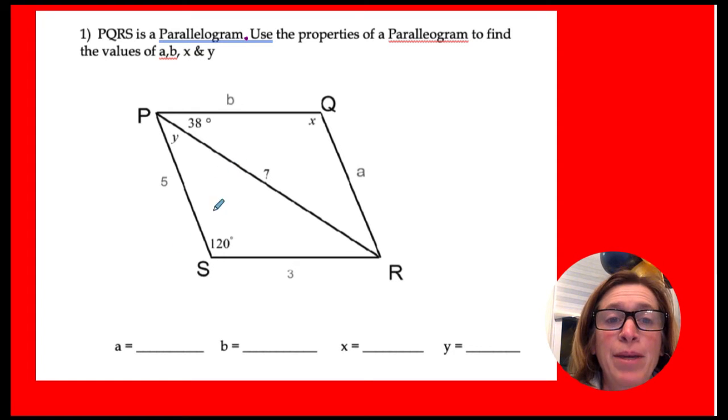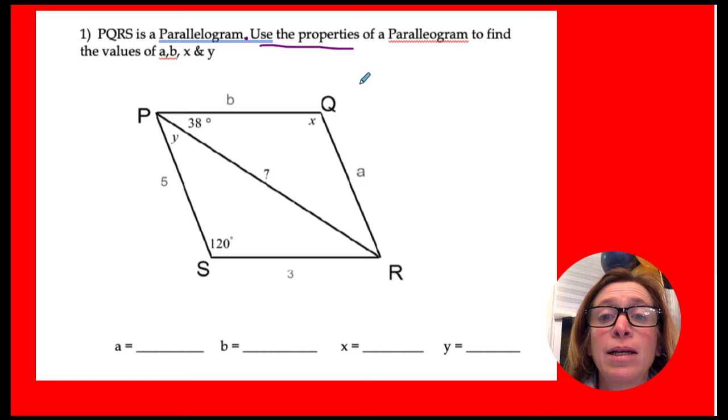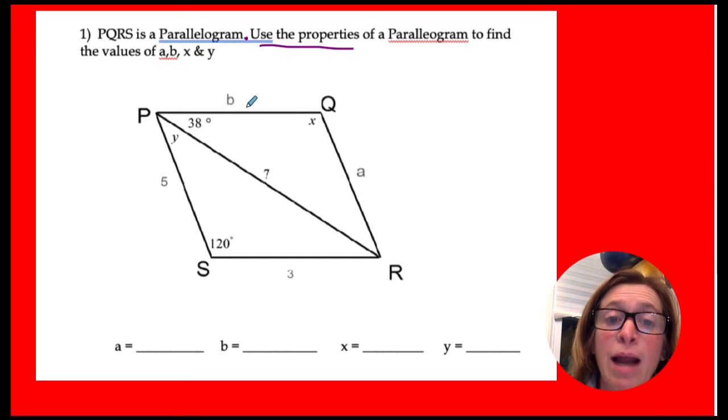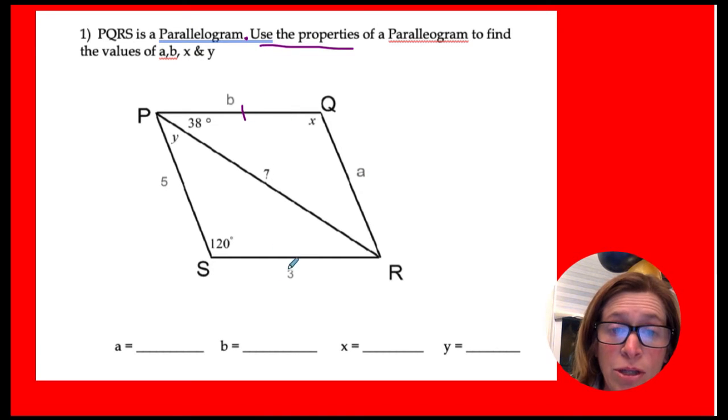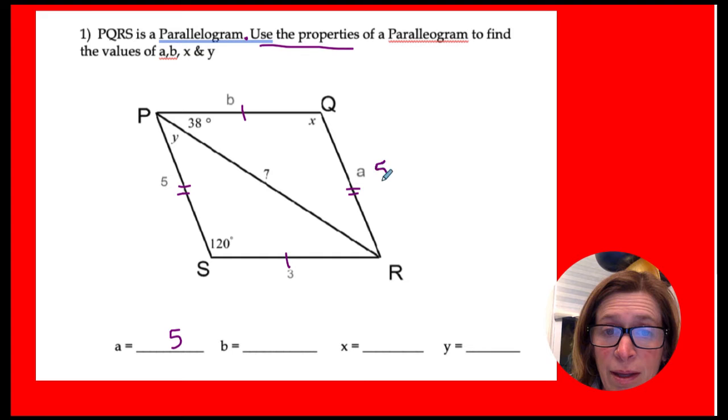So here it said PQRS was a parallelogram, and they gave us a lot of different information, but it says use the properties of the parallelogram to find A and B. All right, well, I noticed that A and B were sides, so that's when I mark the property that opposite sides are congruent. So these are congruent and these are congruent. That allows me to see that A is 5 and then B is 3 because congruent means equal.